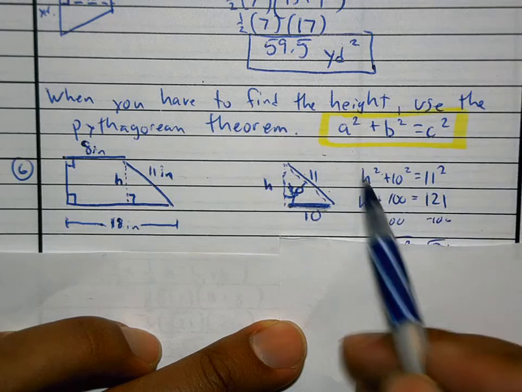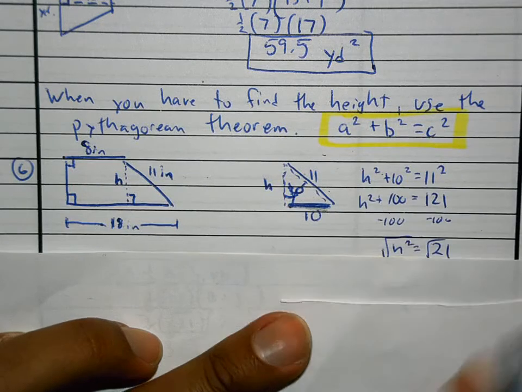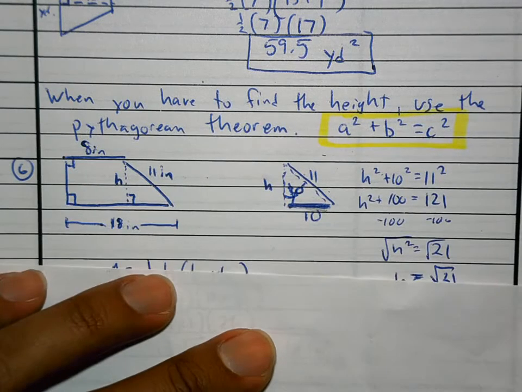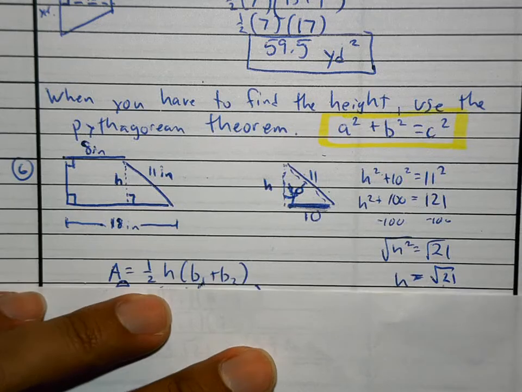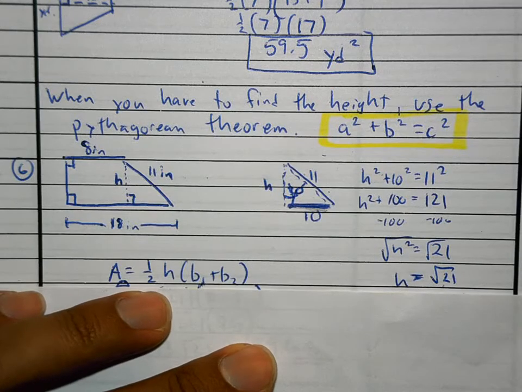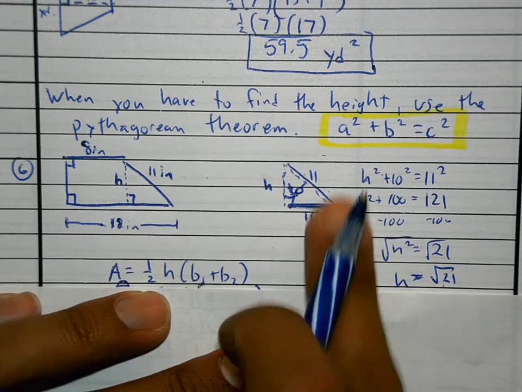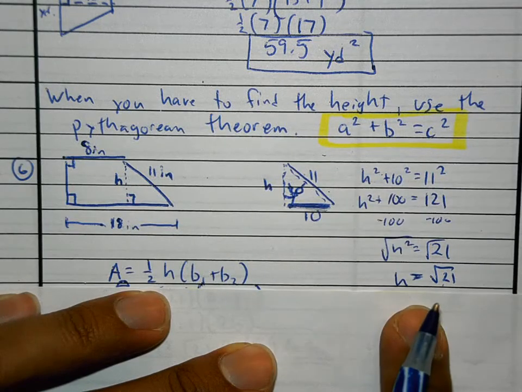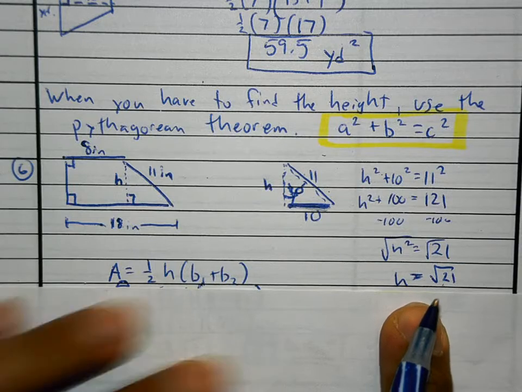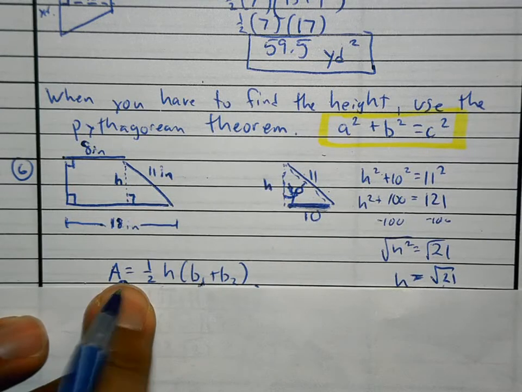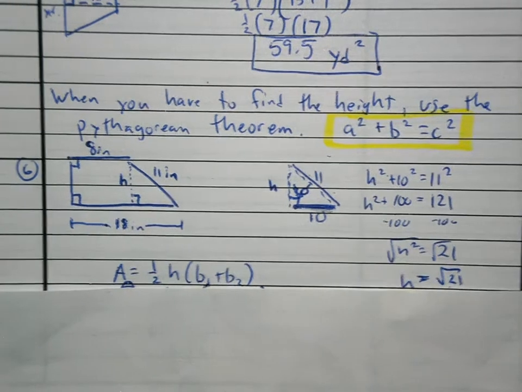And if you do the math here, you get that H is the square root of 21, which is a decimal, and you can plug that decimal into your formula. So literally on number 6, you have to do all this work here to figure out what H is. Then you can go and find your area as well.